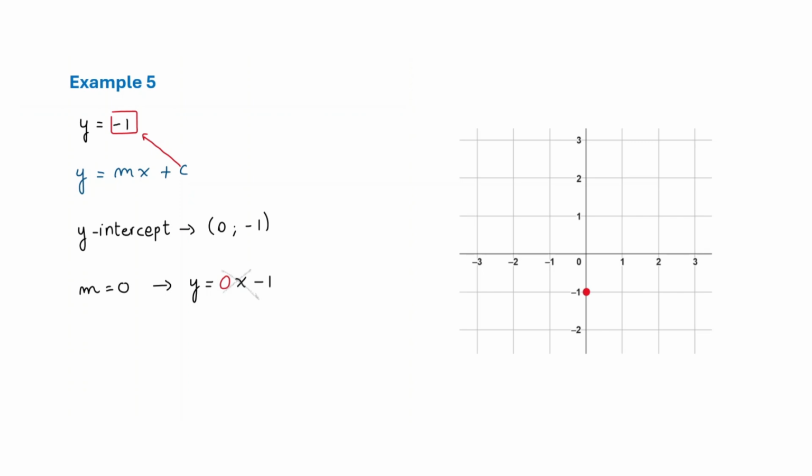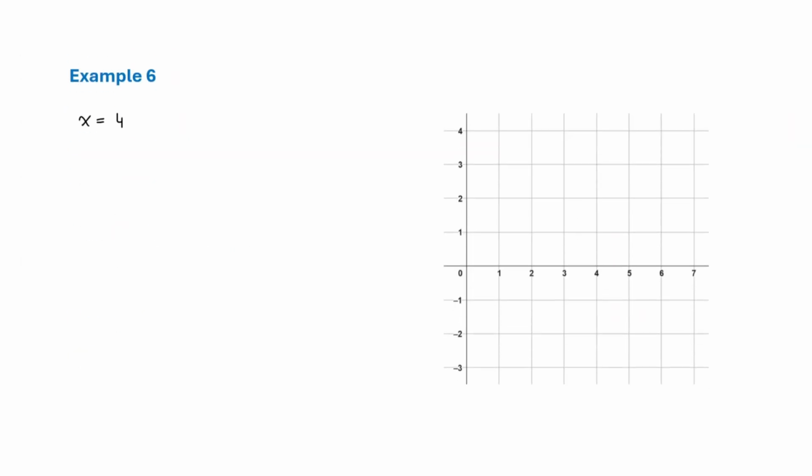This means the gradient is 0, and when the gradient is 0, the line does not go up and it does not go down. So the line is horizontal. We already know that the line passes through (0, -1). So we draw a horizontal line through that point. This is the graph of y is equal to -1. Whenever you have an equation in the form y is equal to a number, the graph is always a horizontal line. Let's look at one final example.